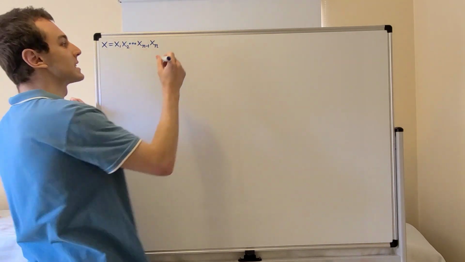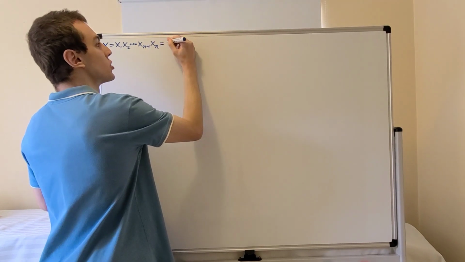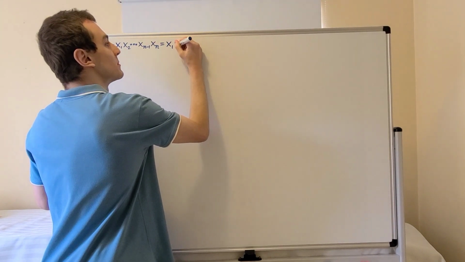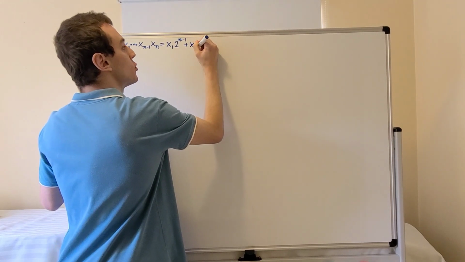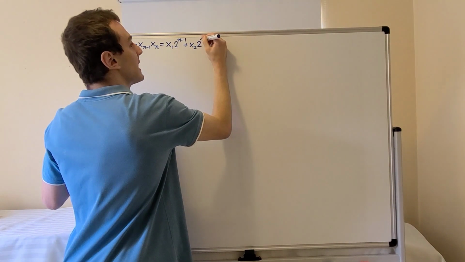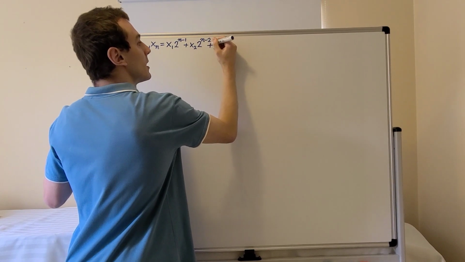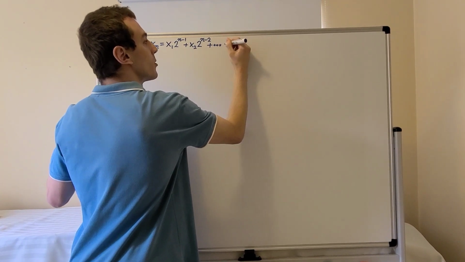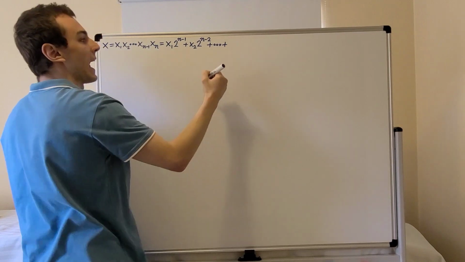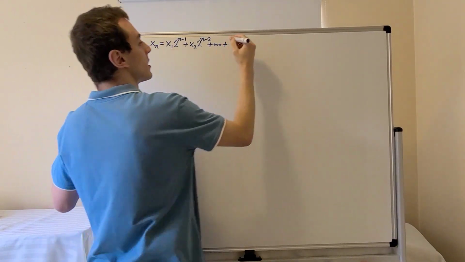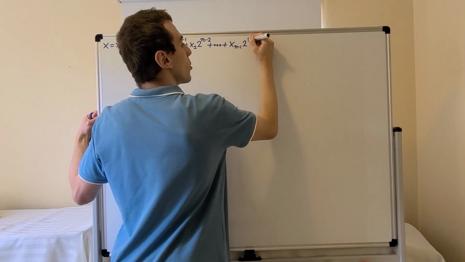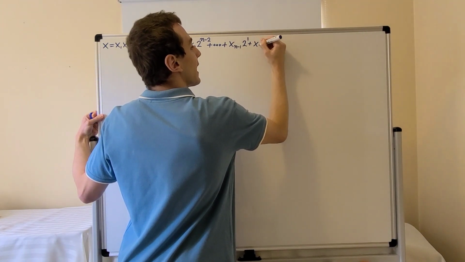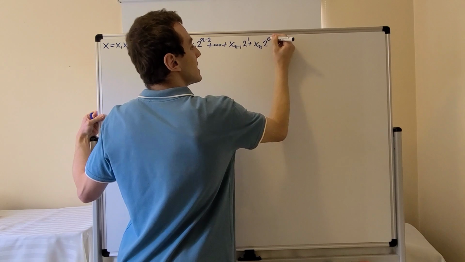Let's write this out more explicitly. This is equivalent to x1 times 2 to the n minus 1 plus x2 times 2 to the n minus 2 plus ... These are all the intermediate values. And then we have the last two values. So that is xn minus 1 times 2 to the 1 plus xn times 2 to the 0.